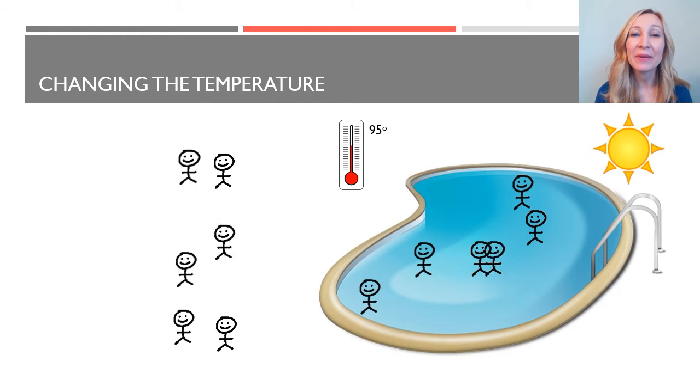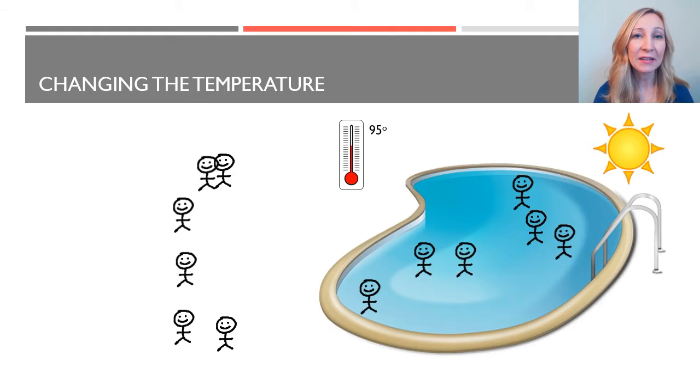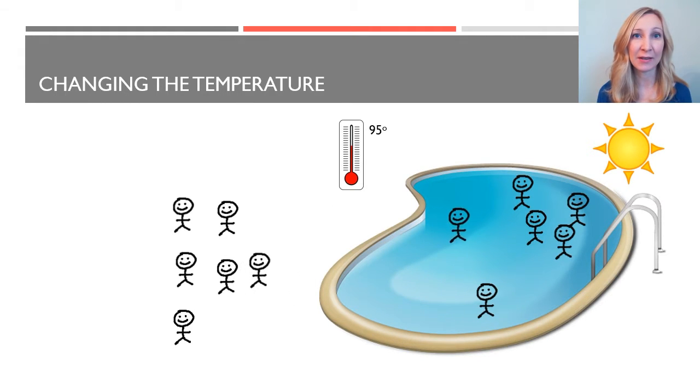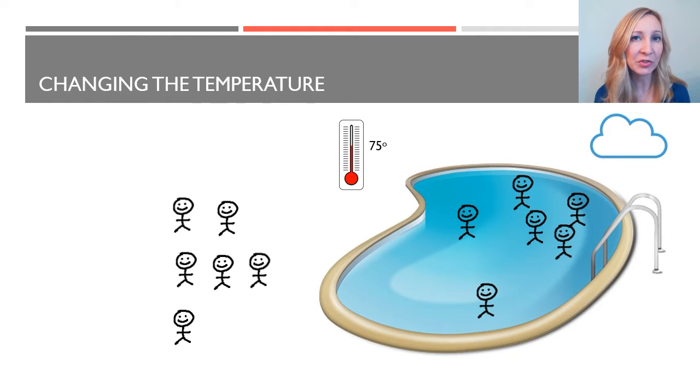Now, what happens if it all of a sudden gets very cold? Our equilibrium has been established, but the temperature changes, and now it's 75 degrees and cold. What happens to our equilibrium? What happens to our swimming pool, our swimmers, and our sunbathers?